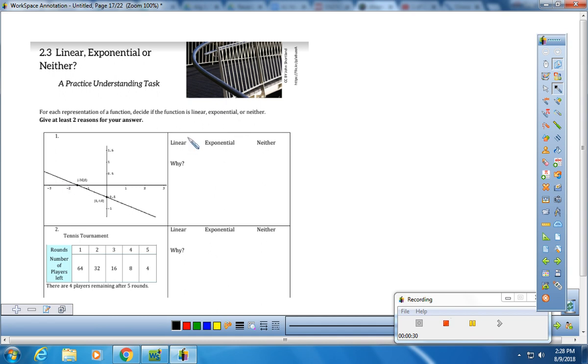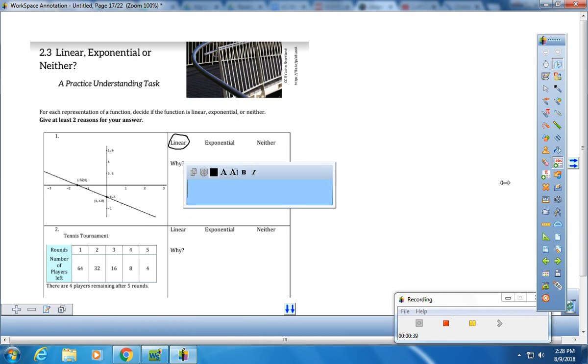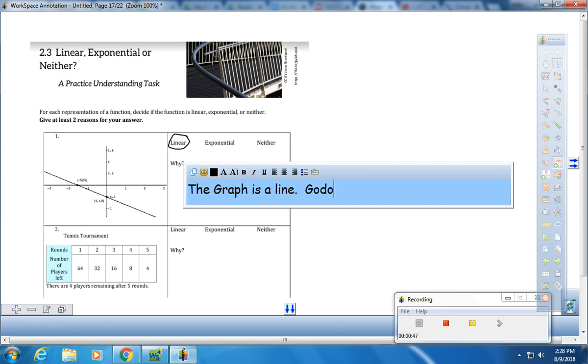This is linear. Okay? Why is it linear? The graph is a line. I don't know what else to say. I'm not giving 2 reasons for this one. Okay. Next one.